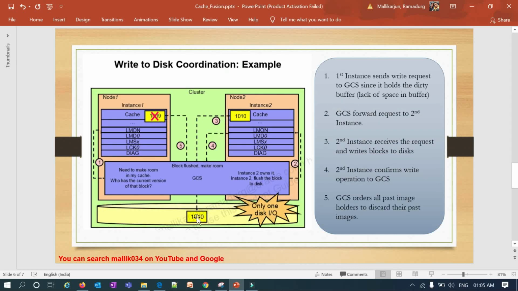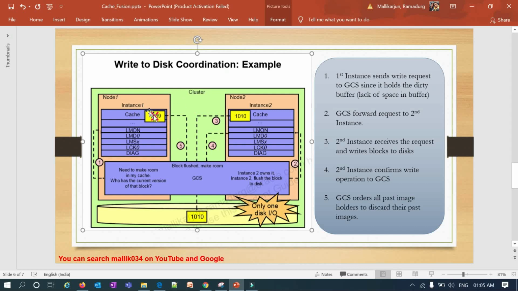You can see here, earlier it was 1008 and instance 1 modified it to 1009 but did not write it to the disk, and again a request came to node 2. Node 2 updated it to 1010, and now this 1010 is the latest image. For some reason the buffer cache of instance 1 is full, or a checkpoint happened, and this instance wants to write this particular image to the disk, so the first instance sends the write request to GCS.